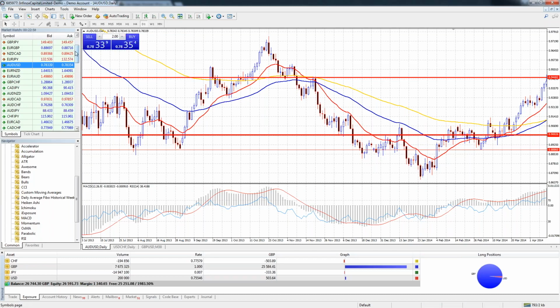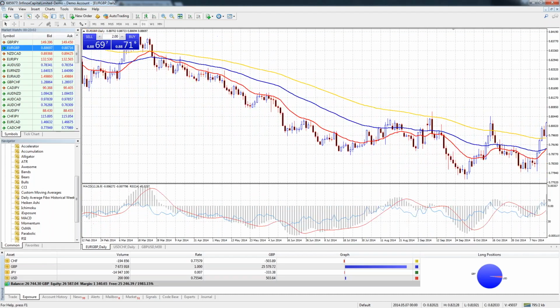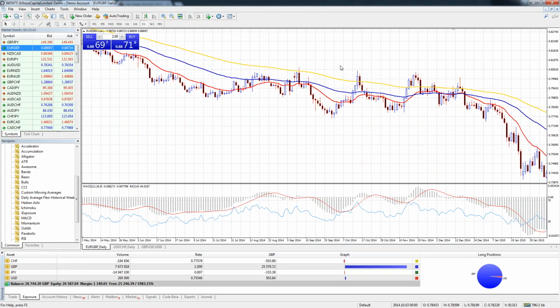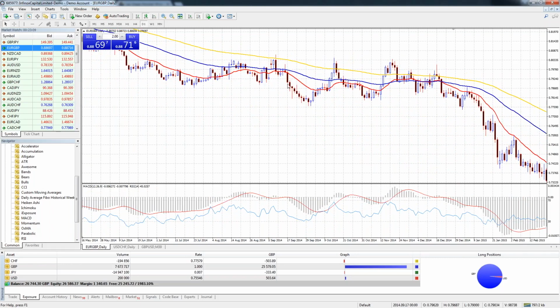There is another example. Let's have a look. I think I spotted a nice one on here as well. Again, another neckline. You don't have to see head and shoulders or reverse head and shoulders. You can simply see the baseline.